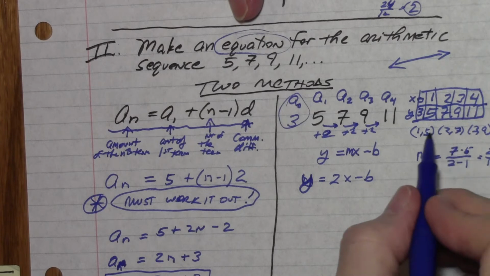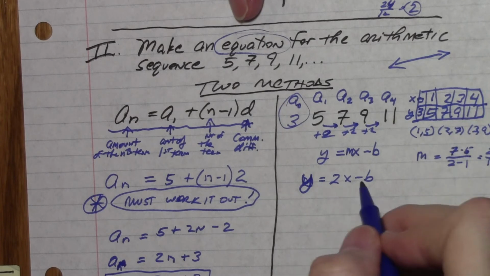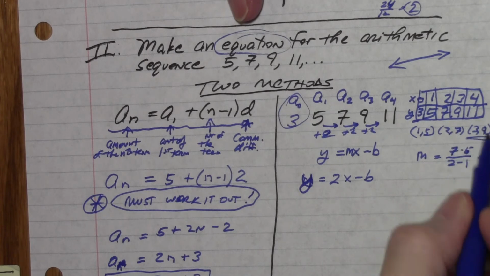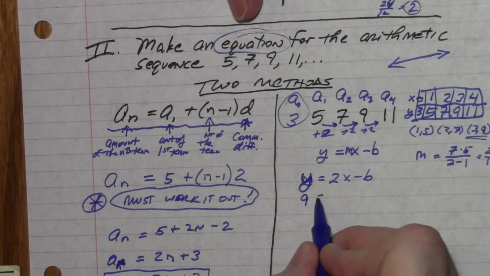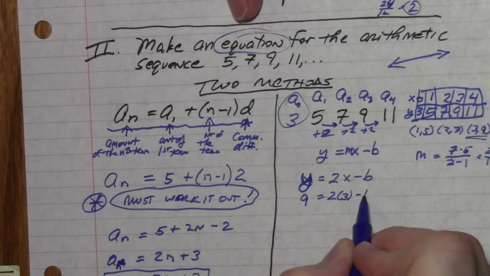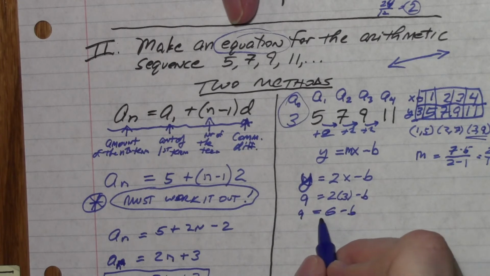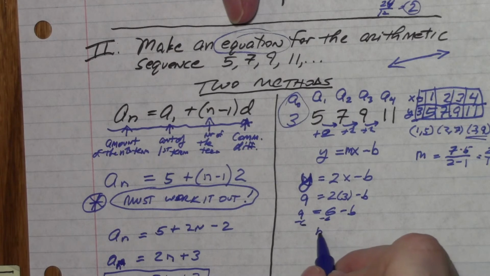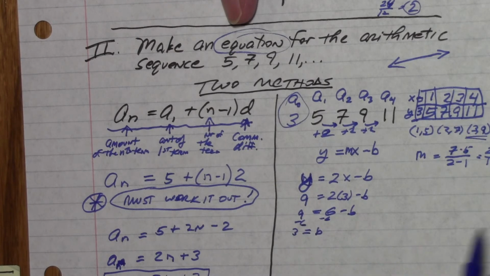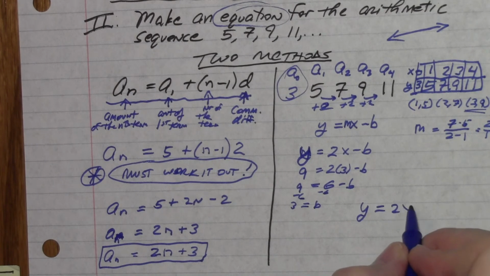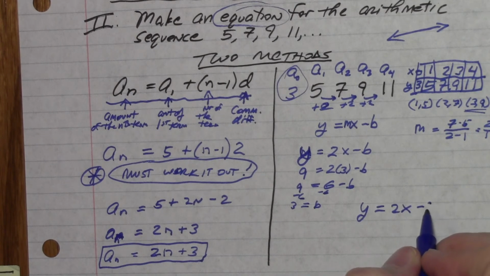So that means that this should be a 3. Let's prove it by taking any one of these pairs of numbers and putting them in here and solving for the b. I'll take the third one this time, 3 and 9. The y is 9. 2 times 3 minus b. That's 9 equals 6 minus b, and when I subtract 6 on both sides, that confirms that the b is indeed 3. So I would say y equals 2x minus 3.